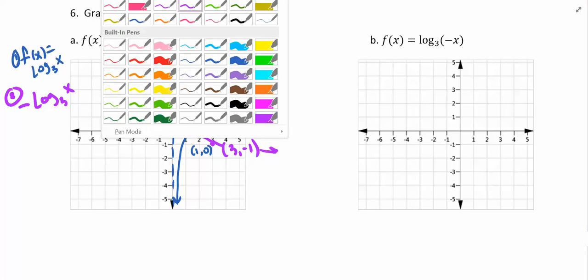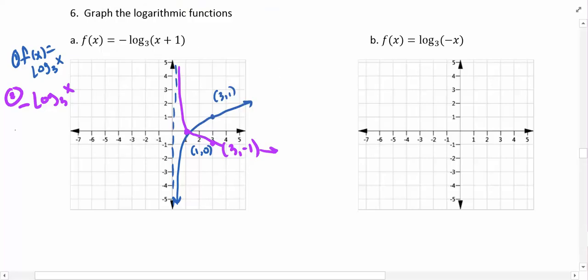And then lastly, you'd pick another color, and the third thing that you would do is you would go plus 1. So this plus 1 on the inside is going to move your entire graph 1 unit to the left. So that means everything gets moved 1 unit to the left, including the asymptote. So this new asymptote is the line x equals negative 1.